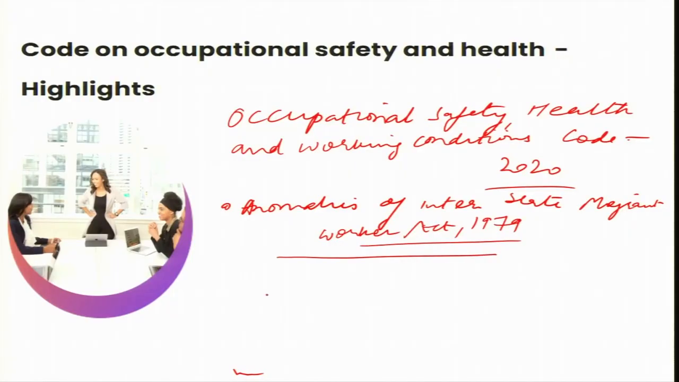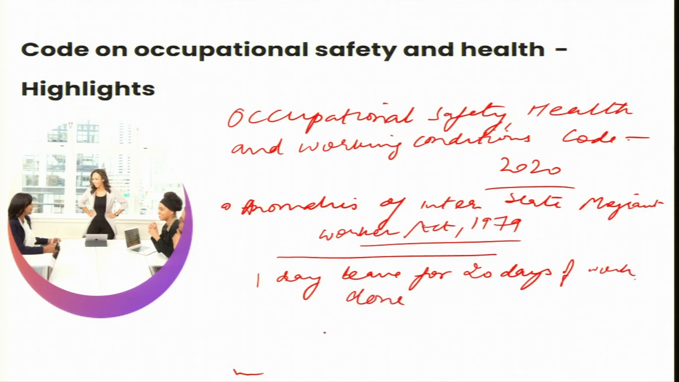Now, instead of 240 days, if a worker has worked 180 days also, he shall be entitled to 1 day of leave for every 20 days of work done. So these kinds of new things have been introduced, and there are several women empowerment measures introduced through the labor codes, such as the right of women workers to work in all kinds of establishments.